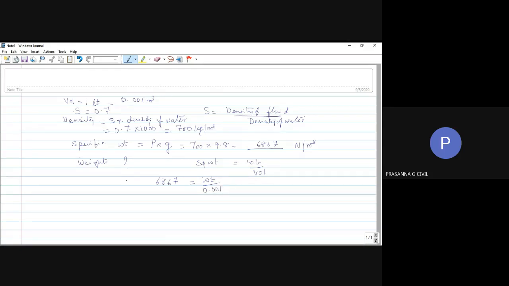So here, the most important thing that you need to keep in mind is the unit that you are using in your calculation. Number of times you will do the calculations correctly, but the units may differ. So while doing the numerical, when the data is given to you, first convert all the data into the same units so that you do not make a mistake while doing the final calculations. So here now I will get weight as 6867 into 0.001, and my answer is going to be 6.867. This will be in Newton because it is weight.